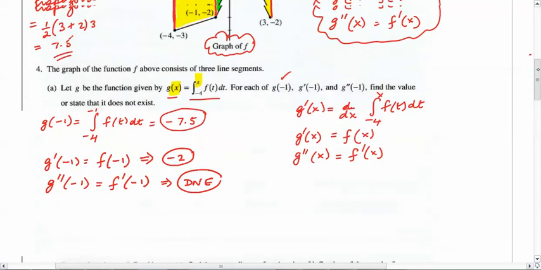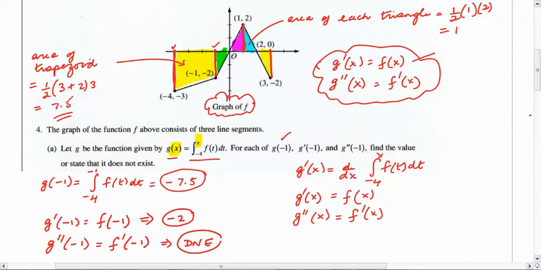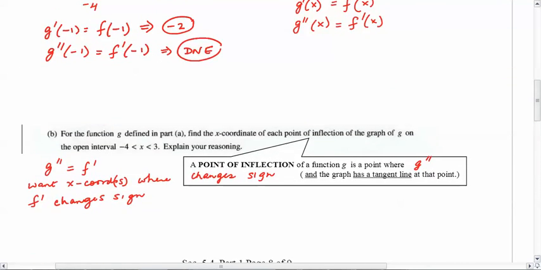F prime, the graph is a graph of f. F prime then is the slope of the given graph. And let's talk about what the slope of the given graph is doing. I start with a positive slope, continuing positive, and then a negative slope. I change sign at x equals 1. So g has just the one point of inflection at x equals 1, and the reason is because g double prime changes sign.